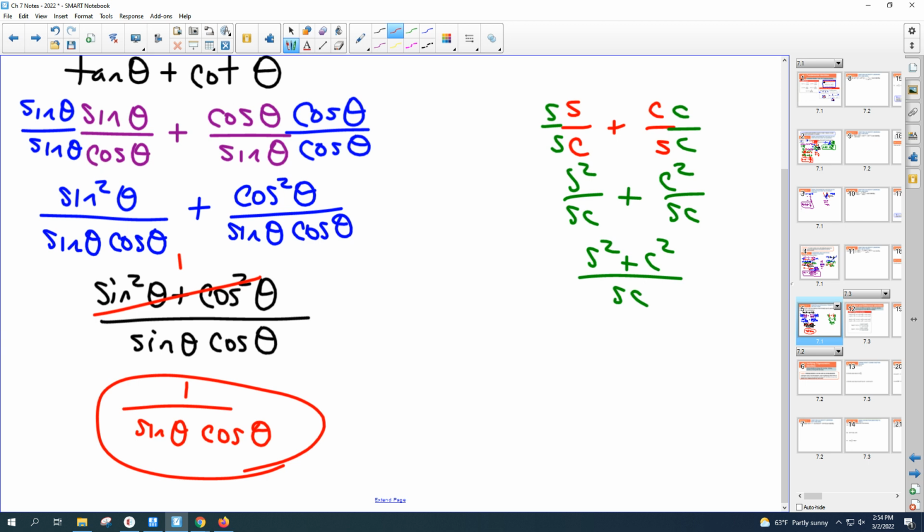Okay? This chapter is challenging, but it doesn't have to be rocket science. You have to think it through and really be tight on your algebra.